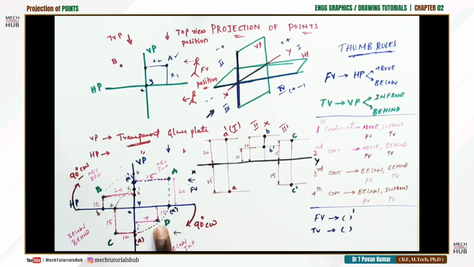Talk about D. I'm coming to the front view. I need to talk about the horizontal plane. Now point D is placed below the horizontal plane at a distance of 10 mm. Below horizontal at a distance of 10 mm. So the projection of this point is falling on this reference vertical. As I am viewing from the front, the notation is D prime.